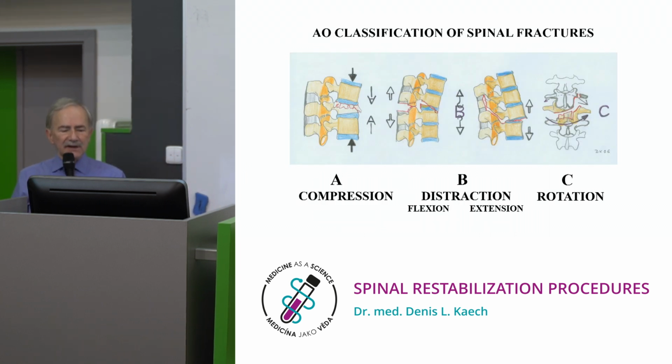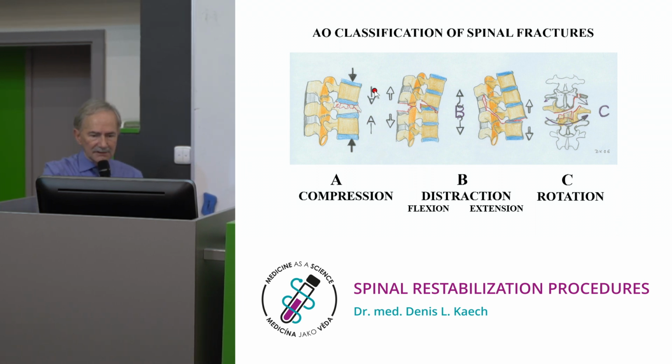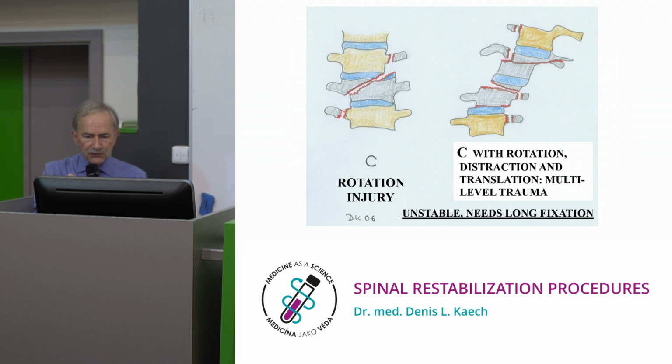Basically, in the AO classification, A is compression, so the A inverse like that. B is distraction, here you pull, and C is with rotation. A, B, C is the increasingly heavy injury type. Here you see a rotation injury as a drawing, fracture and rotation. And if it is affecting several levels with transverse processes which are broken, then this patient will need a long fixation.